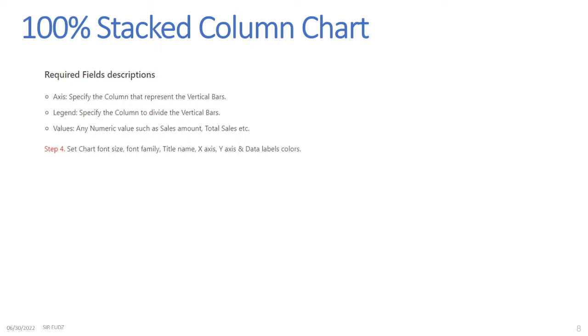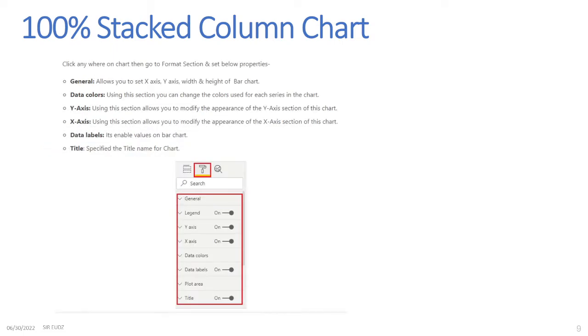Then step 4, set chart font size, font family, title name, x-axis, y-axis, and data label colors, just like what you have done in the previous example. So in general, these are the options or properties in the format section. General allows you to set x-axis, y-axis, width and height of the bar chart. Data colors, using this section you can change the colors used for each series in the chart.